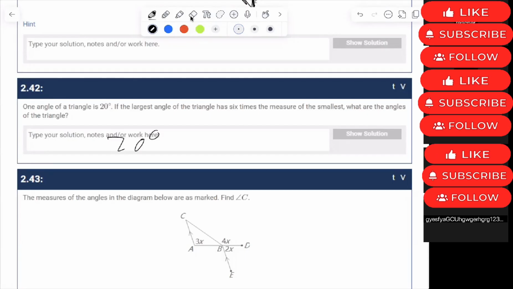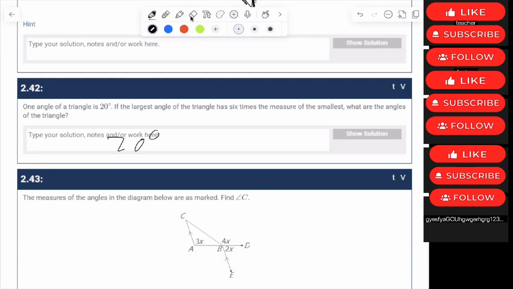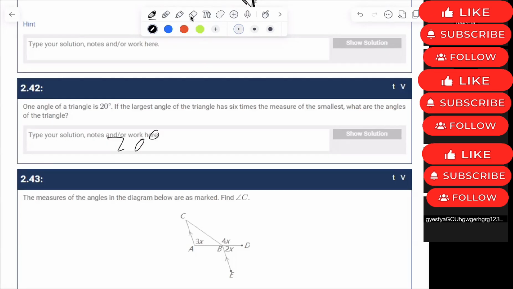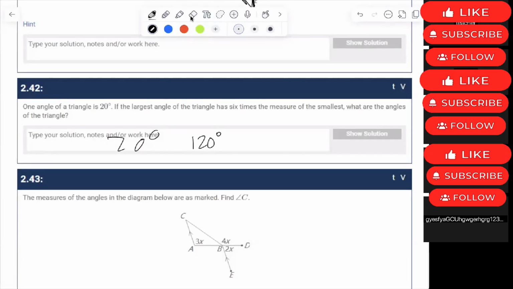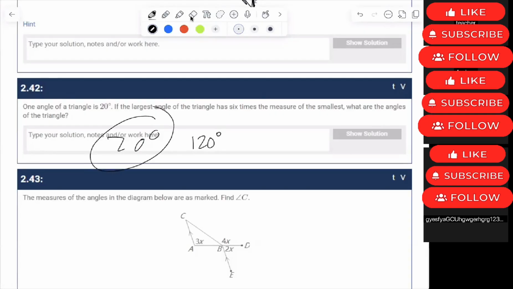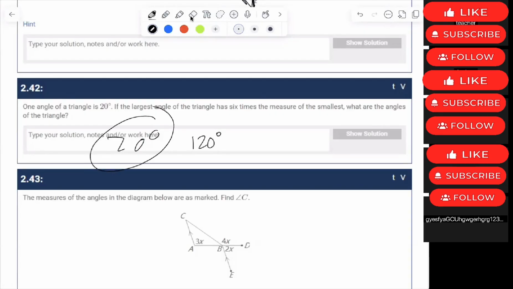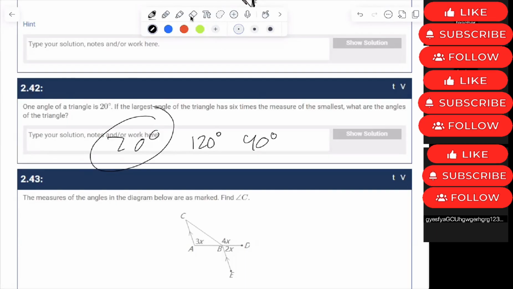We have two assumptions here, all right? That this is the smallest angle, and so this just means that the other angle is going to be 120, right? Since that's the smallest angle. So we're assuming that. So if that's the smallest angle, that's 120 degrees, and we find that the other angle is going to be 40 degrees.